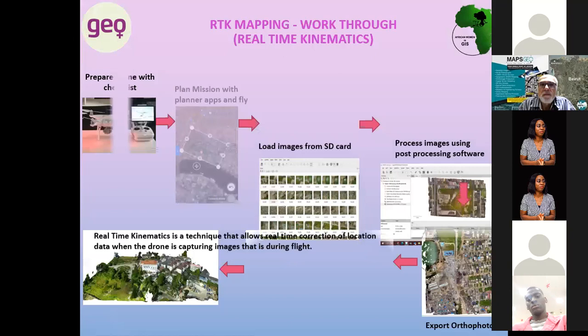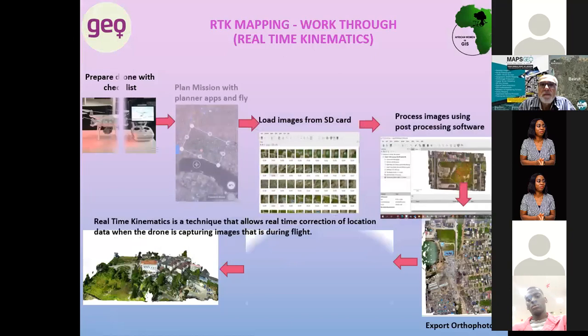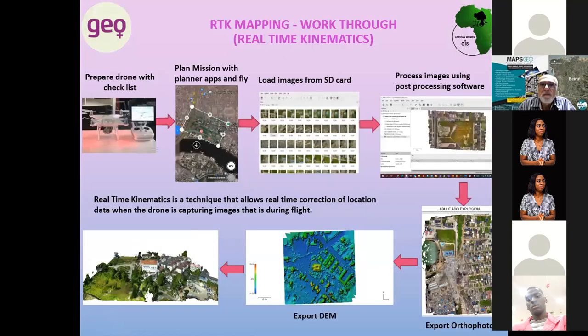So I'm going to be talking about real-time kinematics mapping. How do we do it? Just a simple walkthrough. We need to prepare our drone using our checklist, and then we plan the mission. There are different mission planner apps out there. We plan the mission, and then you send the mission to your drone and you send it out to fly. The drone is done flying the mission, carrying out the mission.